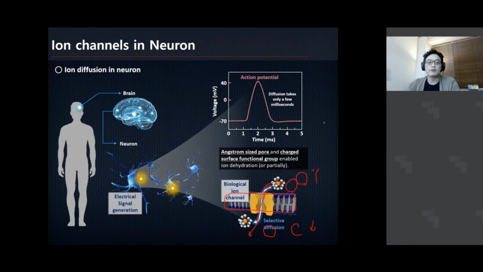Therefore, you can have some sort of potential. That's what we call the action potential. Neurobiologists measure the action potential to track the behavior of a neuron in their study. And we got a concept from this. If you transfer only cation from one side to the other side, you can generate the potential difference. Therefore, you can induce some sort of voltage, current, power.